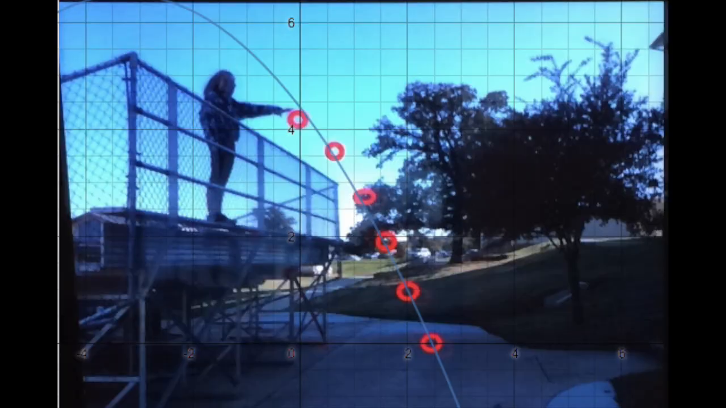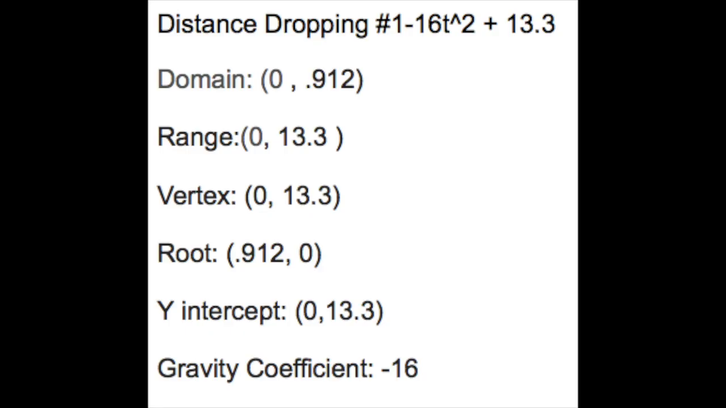For dropping number 1, the equation is negative 16t squared plus 13.3. Negative 16 is the gravity coefficient, and 13.3 is the starting height of the pumpkin. In this chart, you can tell the domain, range, vertex, root, y-intercept, and the gravity coefficient of dropping number 1.